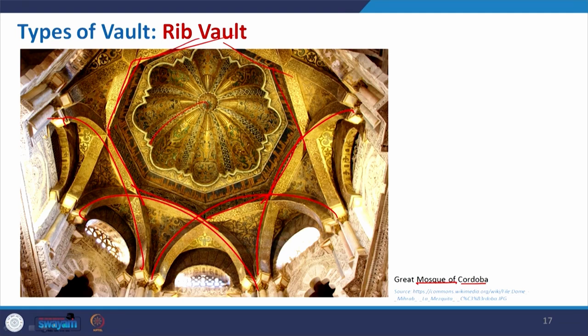But overall, with this intersection of crosses, they are making an octagon structure. So this is 8 sides, 1, 2, 3, 4, 5, 6, 7, 8. So an octagonal shape is created with this curvature, and it is in continuous mode. This kind of experiment is like the rib vault, where we provide a curved beam, and on top of it we make the vault.